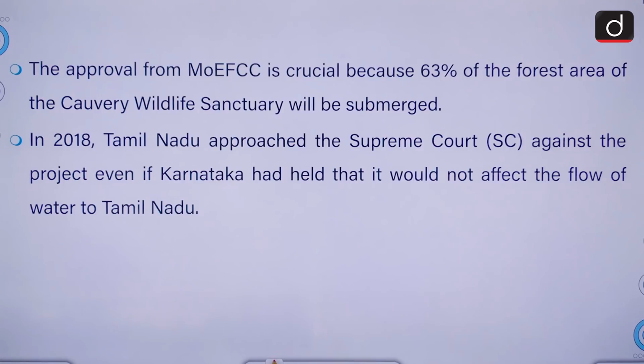Moving on. The approval of MOEFCC is crucial because 63% of the forest area of the Kaveri Wildlife Sanctuary will be submerged. In 2018, Tamil Nadu approached the Supreme Court against the project even if Karnataka held that it would not affect the flow of water to Tamil Nadu.